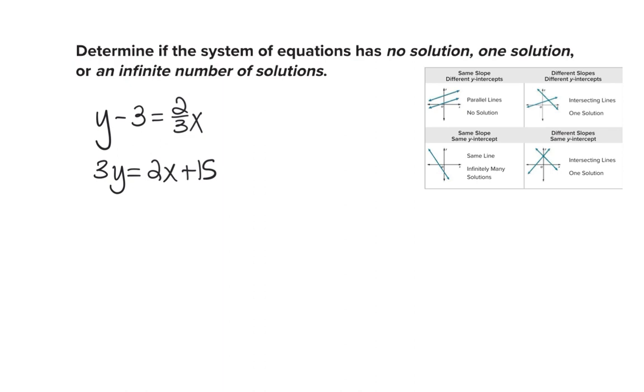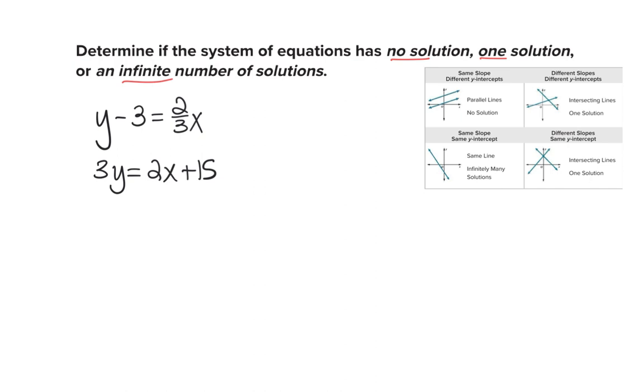All right, let's take a look at another one. We're trying to determine if there's no solution, one solution, or an infinite number of solutions. The first thing I notice here is these are not in slope-intercept form, so I always want to be working with equations that are written in y equals mx plus b form. So first step, I'm going to have to rewrite these.